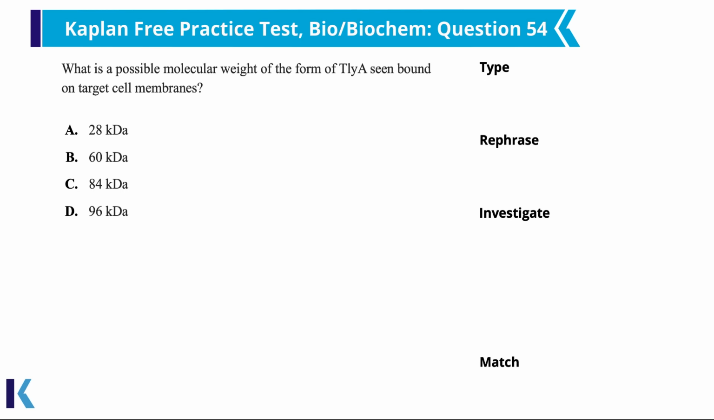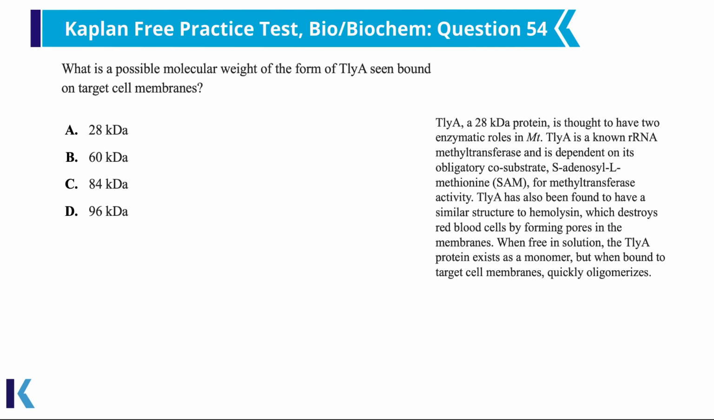The short answer choices first stand out to me in question 54, as well as the units of kilodalton, meaning this question will be a detail on something, probably TLYA's molecular weight. The question specifically asks about the possible molecular weight of TLYA when bound to target cells. I remember from the passage it stated TLYA binds to red blood cells specifically. So I can rephrase this question as, what is a possible molecular weight of TLYA on red blood cells?